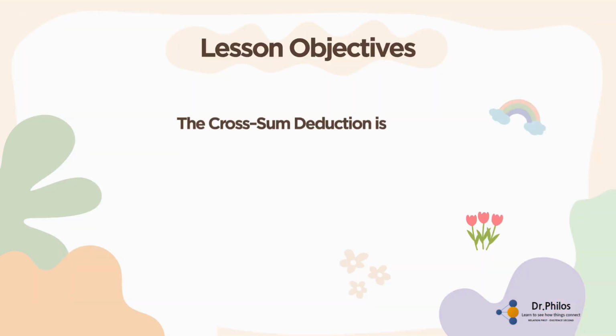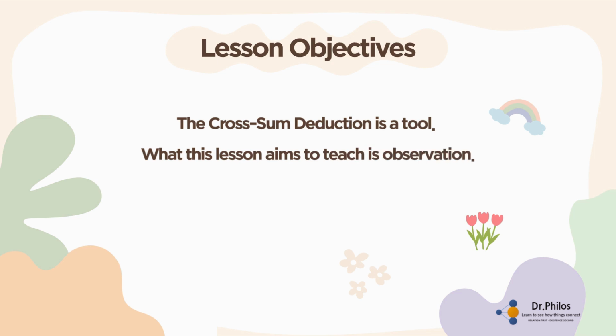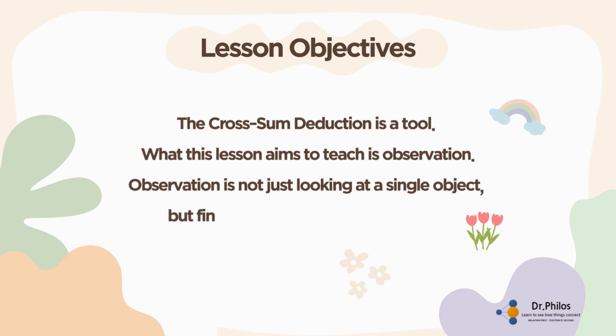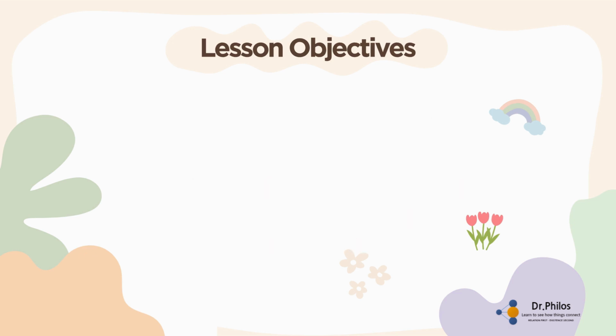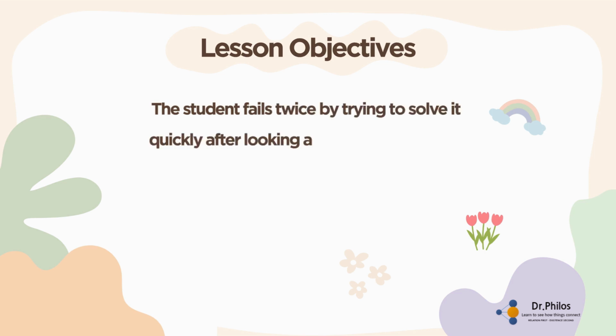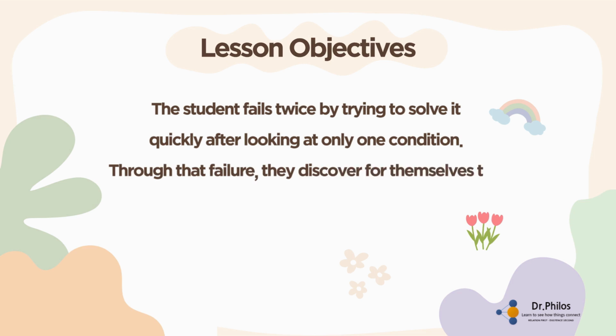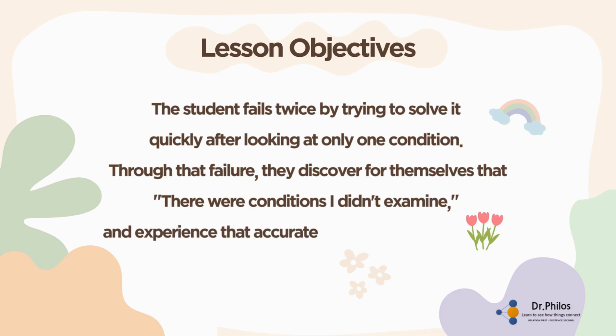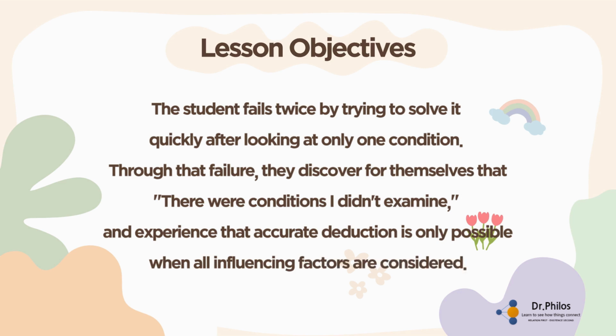The cross-sum deduction is a tool. What this lesson aims to teach is observation. Observation is not just looking at a single object, but finding and examining everything that influences it. The student fails twice by trying to solve it quickly after looking at only one condition. Through that failure, they discover for themselves that there were conditions I didn't examine, and experience that accurate deduction is only possible when all influencing factors are considered.